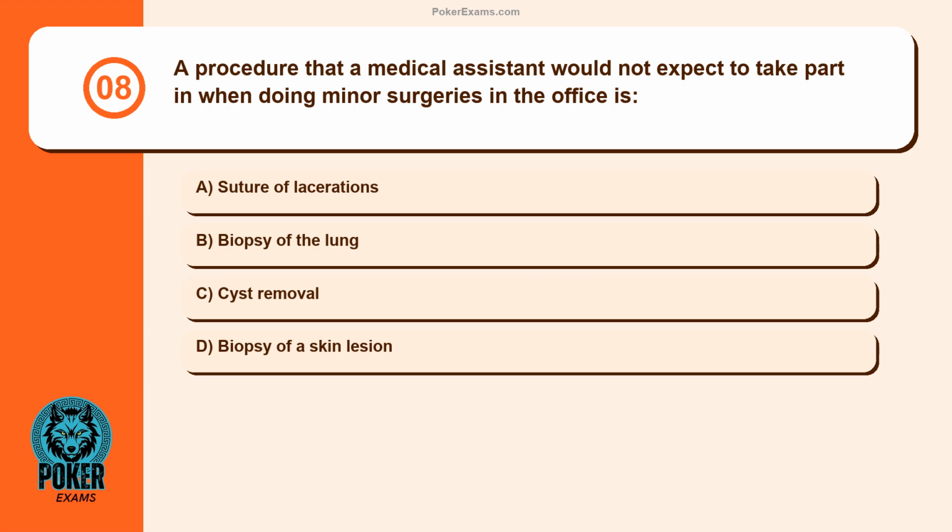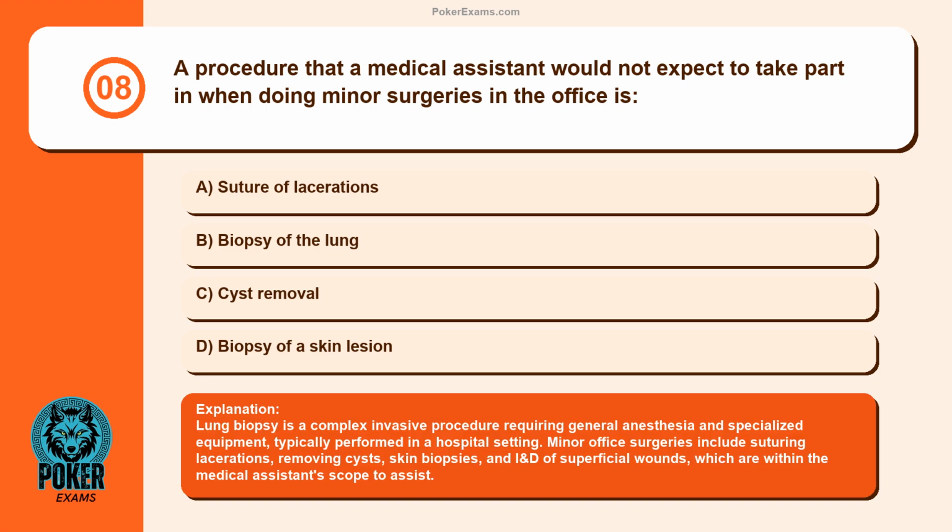Question 8. A procedure that a medical assistant would not expect to take part in when doing minor surgeries in the office is suture of lacerations, biopsy of the lung, cyst removal, biopsy of a skin lesion. Lung biopsy is a complex invasive procedure requiring general anesthesia and specialized equipment, typically performed in a hospital setting. Minor office surgeries include suturing lacerations, removing cysts, skin biopsies, and I&D of superficial wounds, which are within the medical assistant's scope to assist.